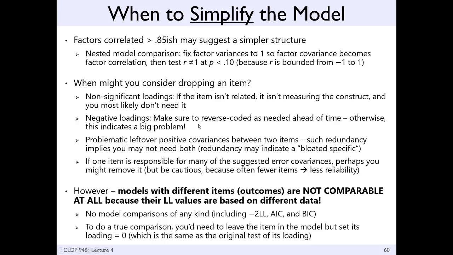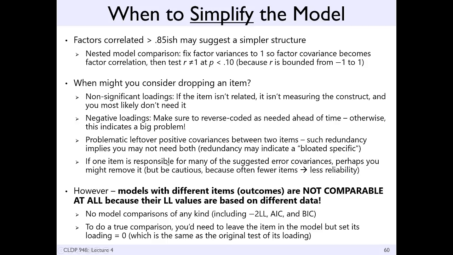Dropping items is another strategy sometimes. So when might you drop an item? Well, if its loading is non-significant, you don't need it. It does not measure the factor like you think it does. If the loading is negative, that means it measures it the wrong way. Check your coding or otherwise reconsider that item. Problematic leftover covariances: if you have two items that are super highly correlated, you may not need both of them. If they really get at the same thing, they're not contributing unique information. And rather than addressing that correlation with some extra method factor or error covariance, you might make an argument that you can just get rid of one of the items.